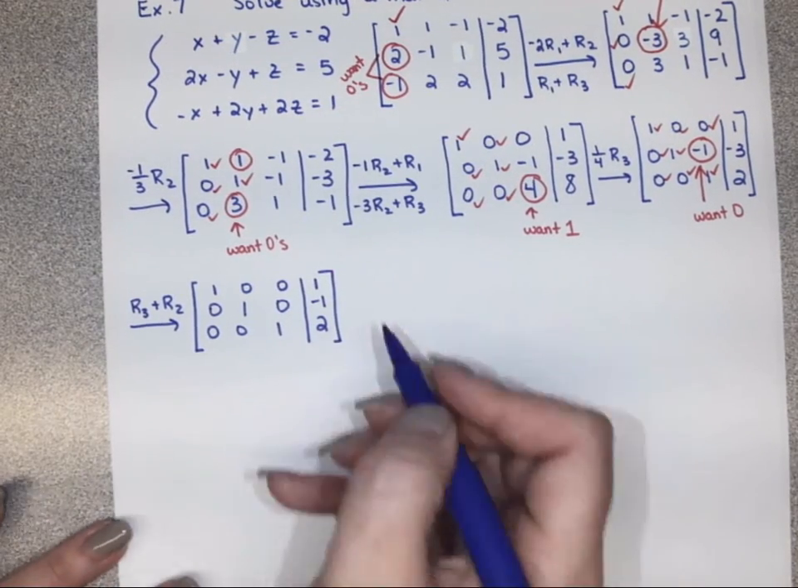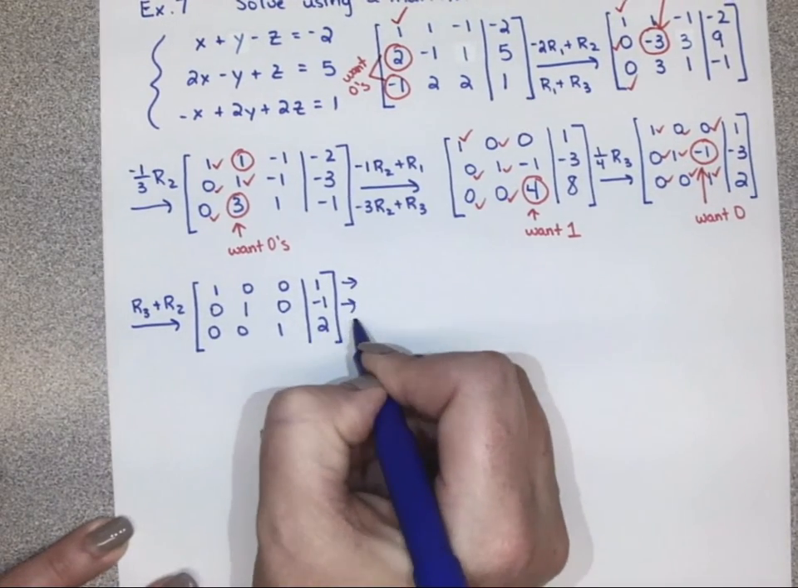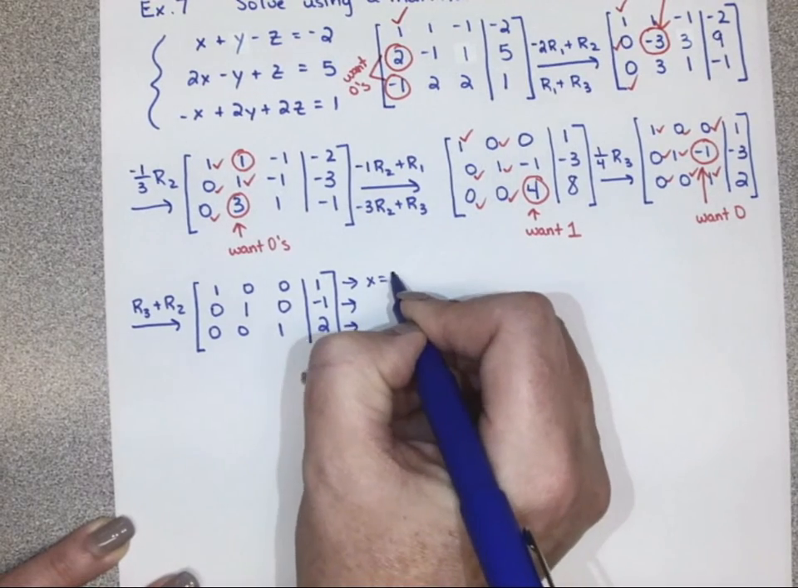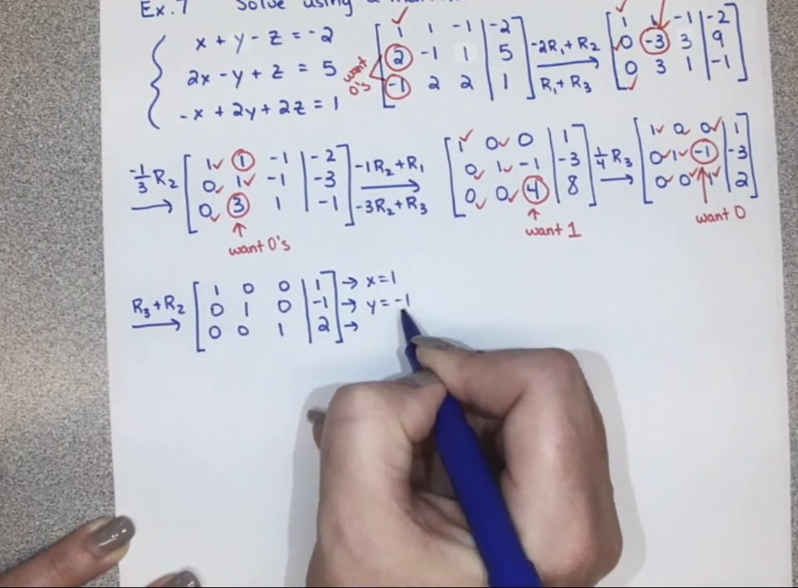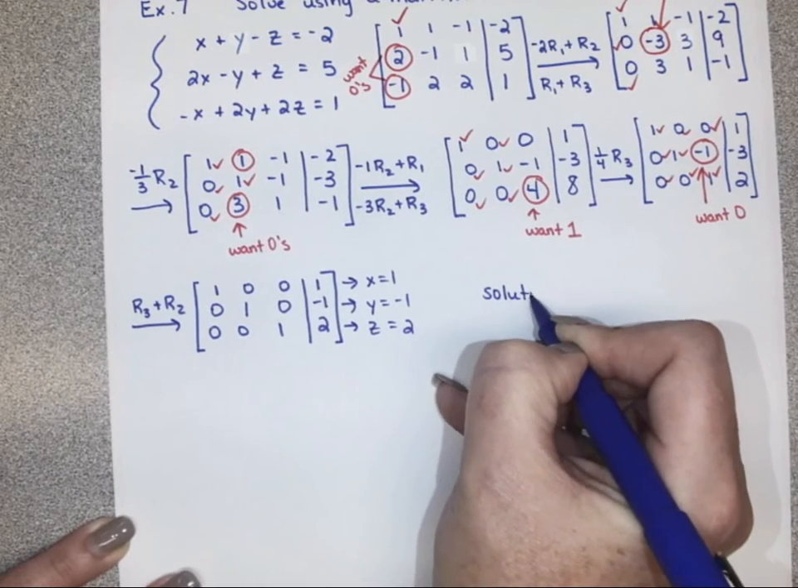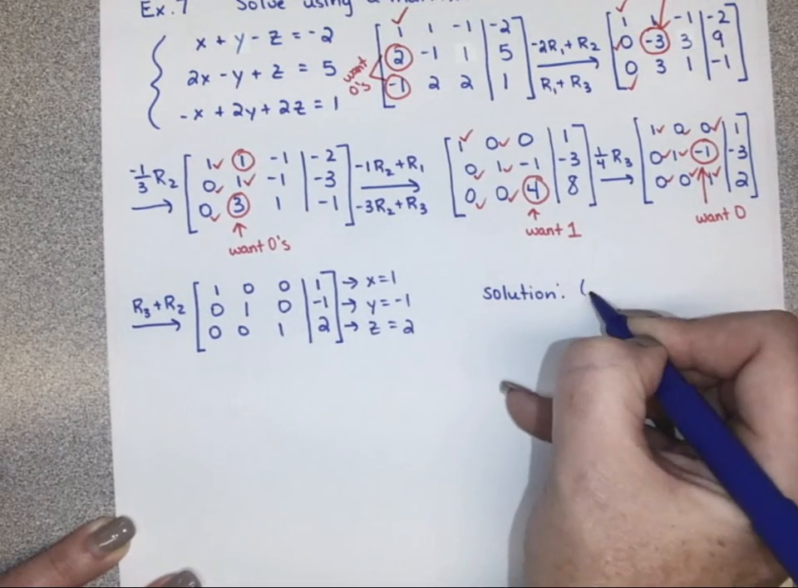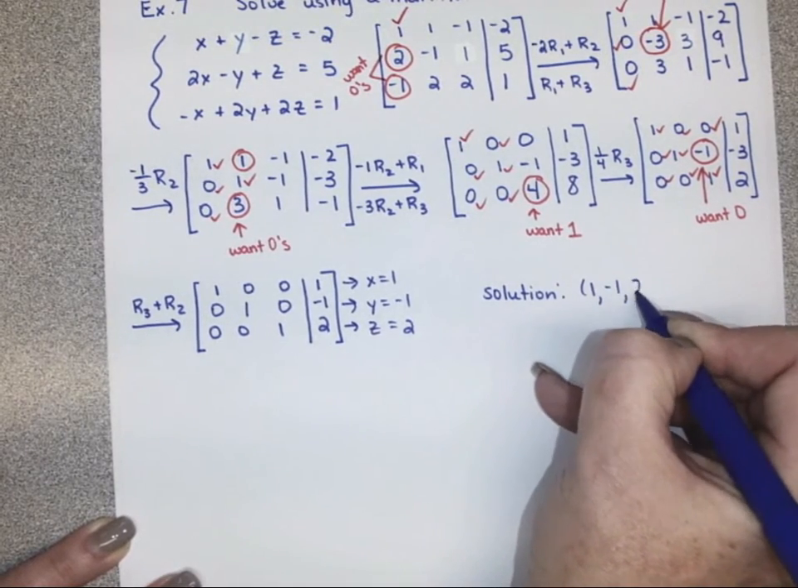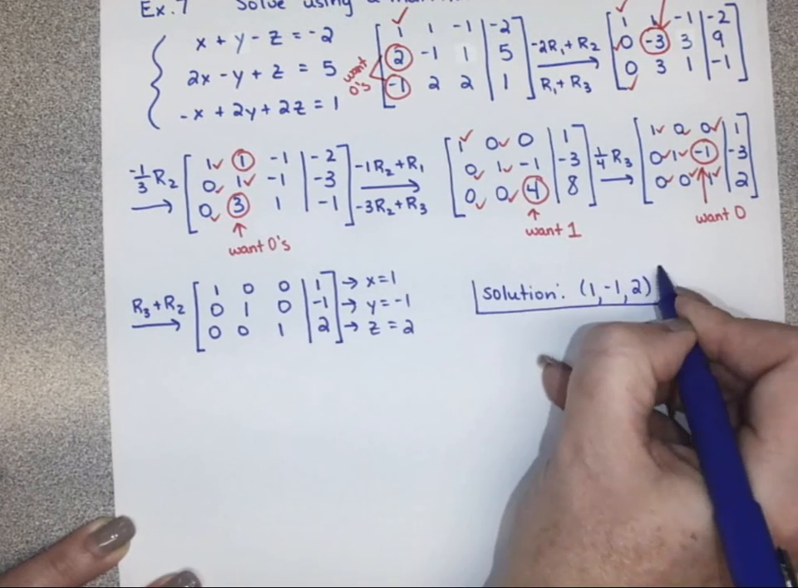Okay, so we're finished, right? Because what is this telling us? X is 1, Y is negative 1, and Z is 2. So the solution that could be checked by plugging it back in is what? 1 comma negative 1 comma 2.